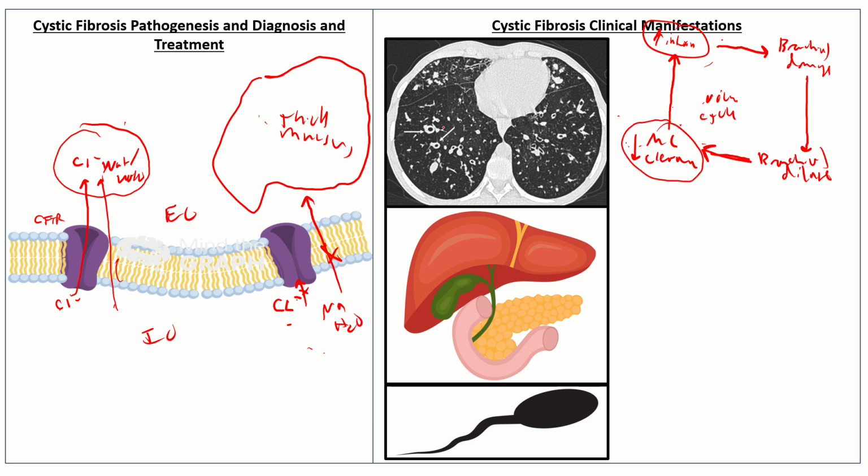Things that you look for on exam would be the signet ring sign. So what is the signet ring sign? Here is going to be your artery, here is your bronchus. Your bronchi dilate, and they actually become bigger than your arterioles.